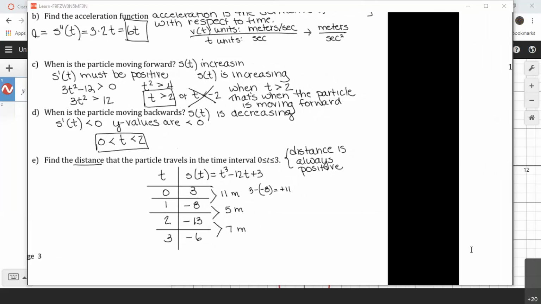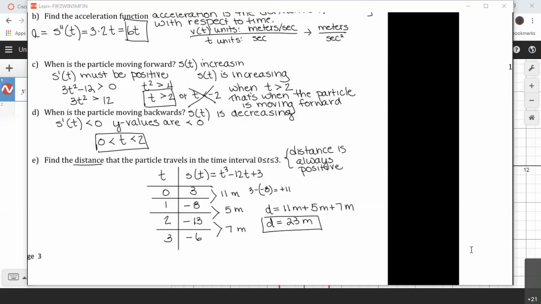So total distance traveled is 11 meters plus 5 meters plus 7 meters. If I add all that up, that is 23 meters. The displacement isn't all that different. It went from 3 meters in front of the starting line to 6 meters behind. That's a total displacement of 9 meters, but it actually traveled 23 meters in doing that, because it went back further and now it's coming back forward.